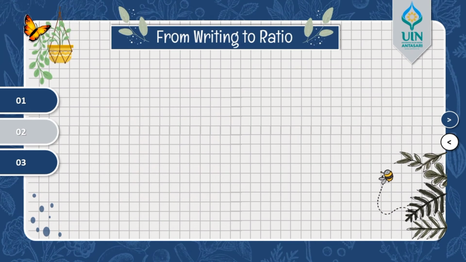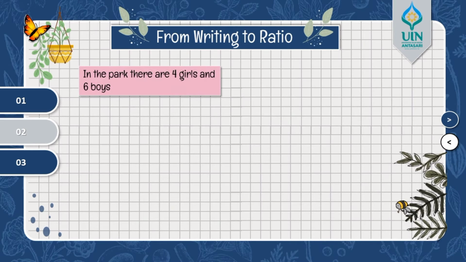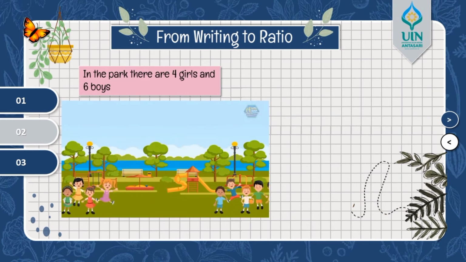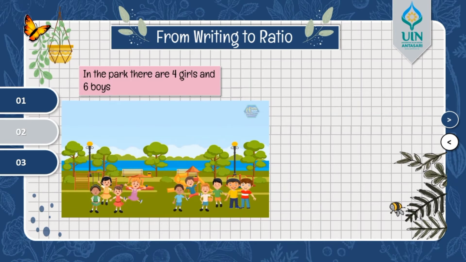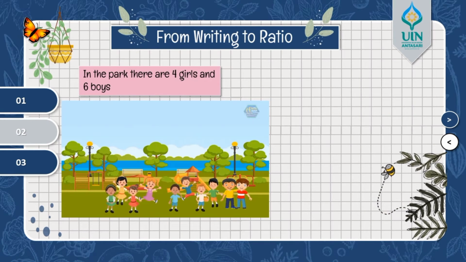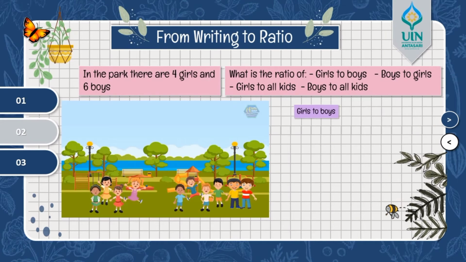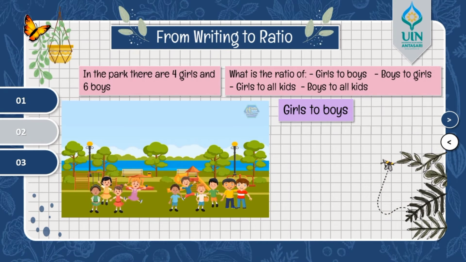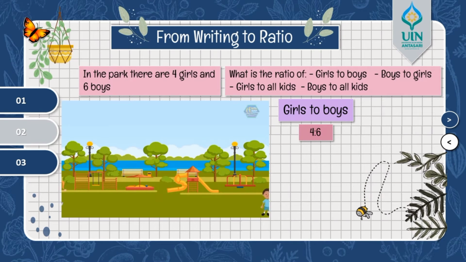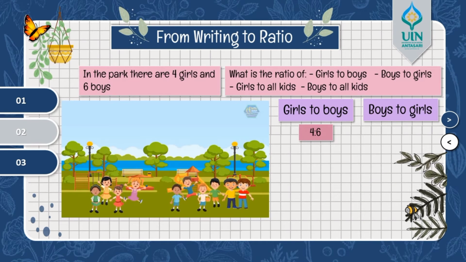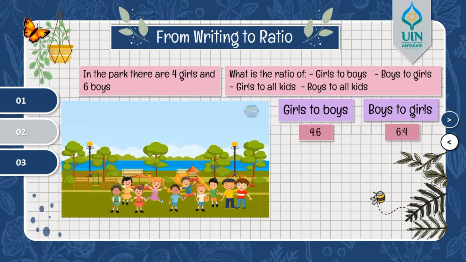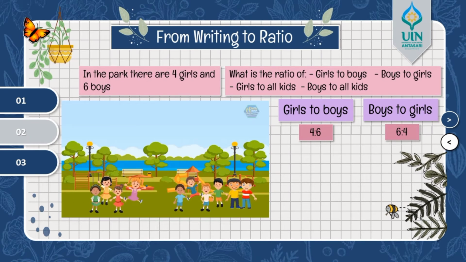Different types of ratio: part to part ratio and part to whole ratio. To understand the different types of ratio, let's take a look at this example. There are 10 children at the park. 4 are girls and 6 are boys. So, the ratio of girls to boys is 4 to 6, and the ratio of boys to girls is 6 to 4. These ratios are examples of part to part ratio.